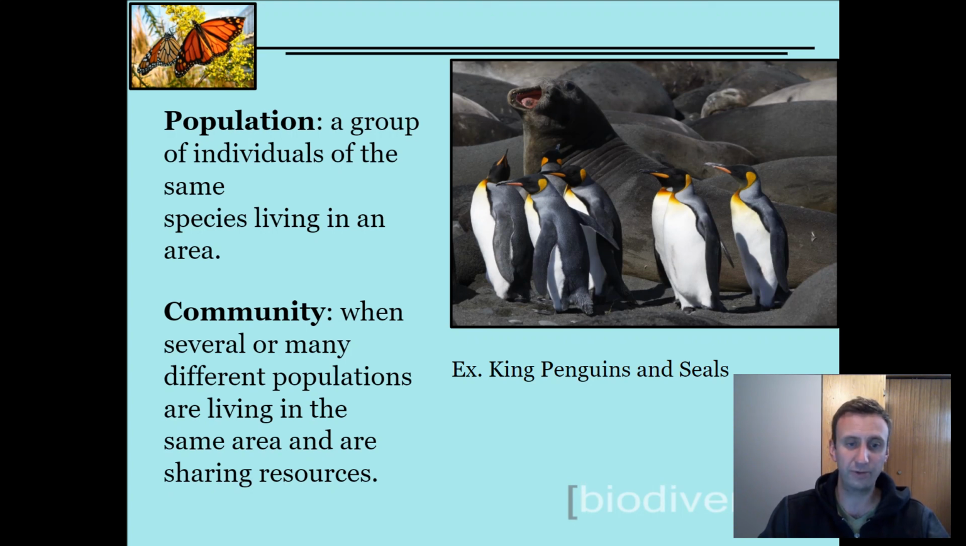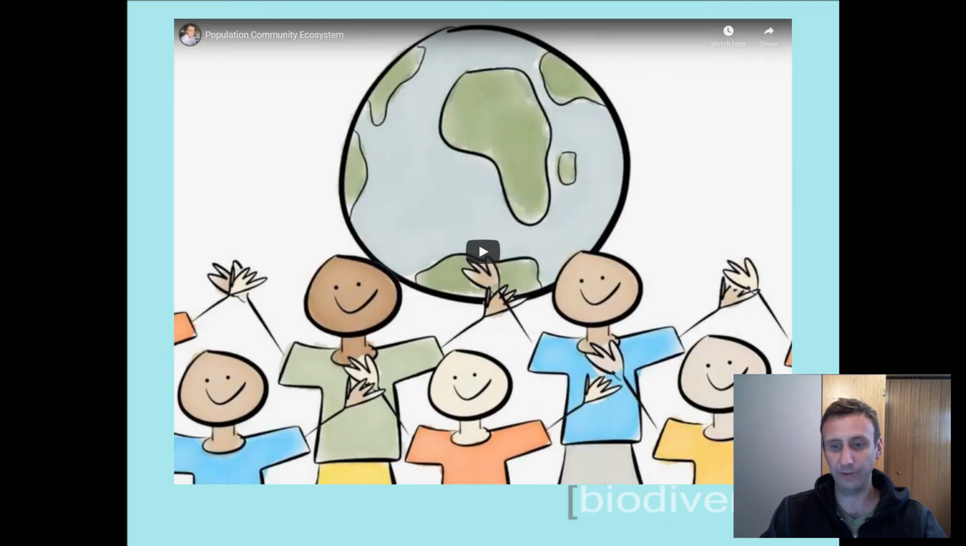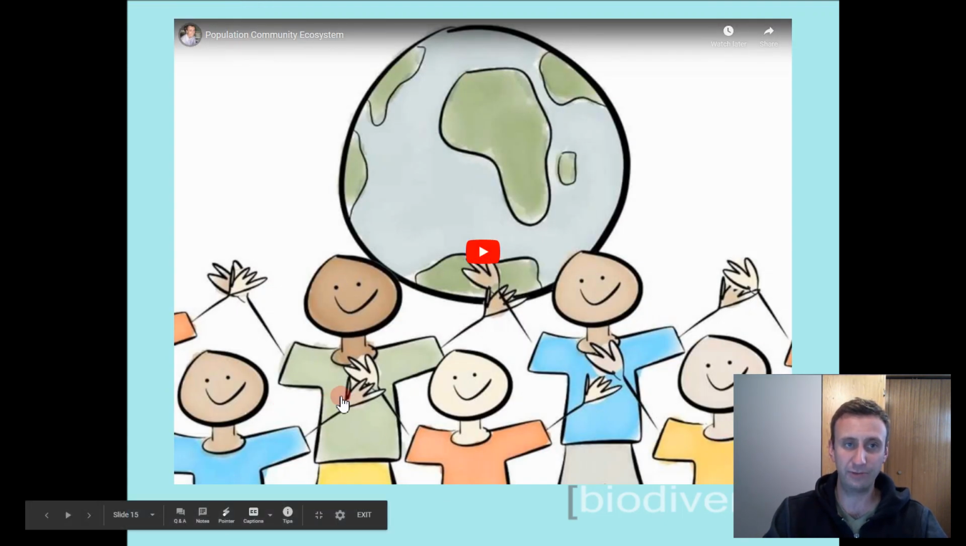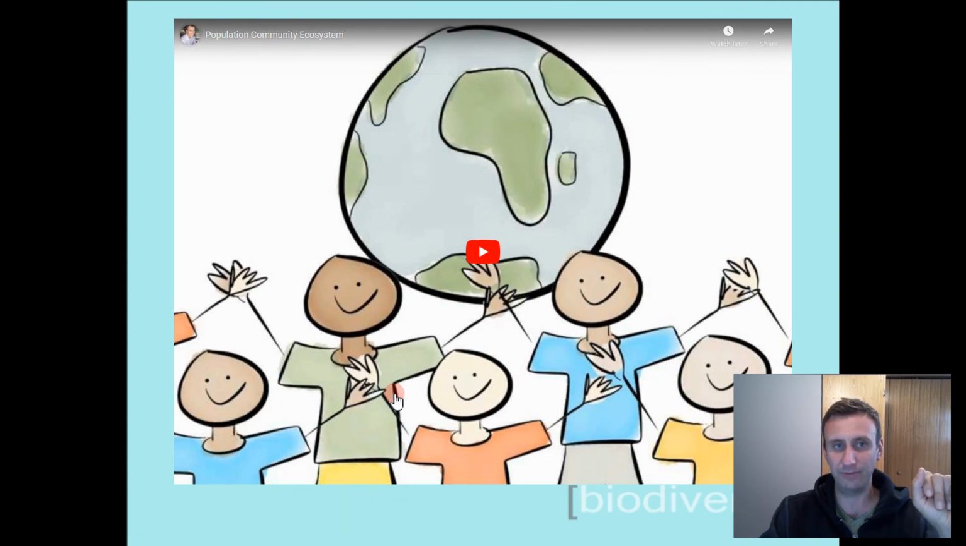Okay, so when several or more different populations are living in the same area and are sharing resources, we call that a community. So for example, in the picture, we have king penguins and seals, and they're hanging out, and that would actually be a community because they're relying on the same resources in order to survive, but it's actually more than one population. All right, let's watch this video talking about population, communities, ecosystems, and how the three different things kind of interact.